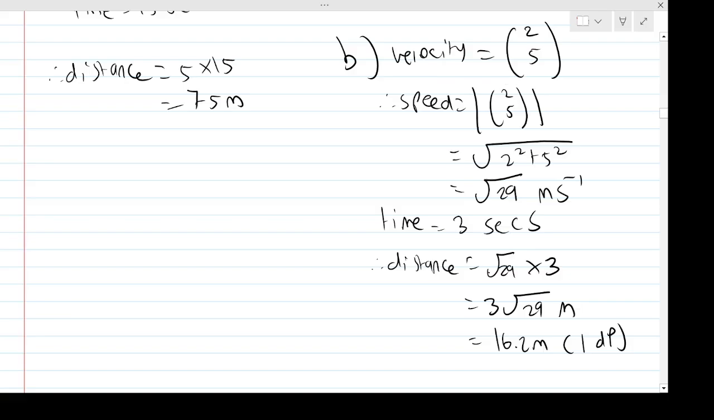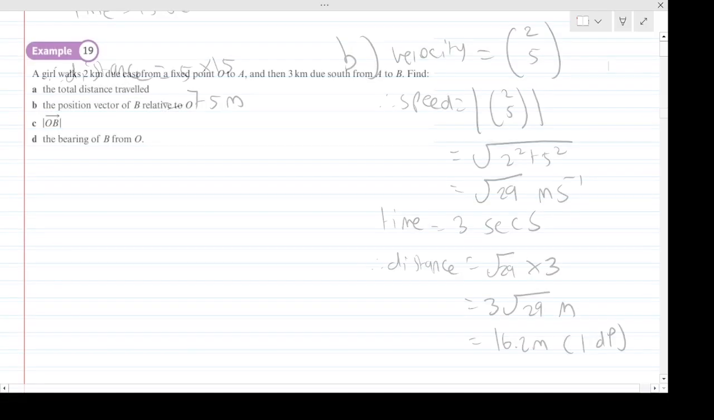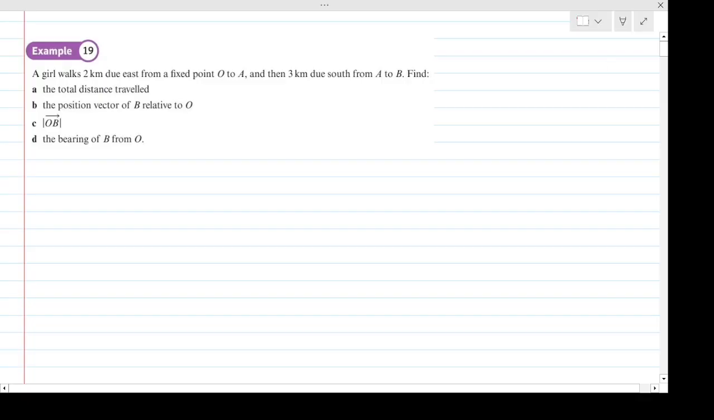So we're going to look at some more examples now. Okay, so we're starting with this question then. So we are told a girl walks 2 kilometers due east from a fixed position O, so origin, right? O to A. And then 3 kilometers due south from A to B. Find firstly the total distance travelled.